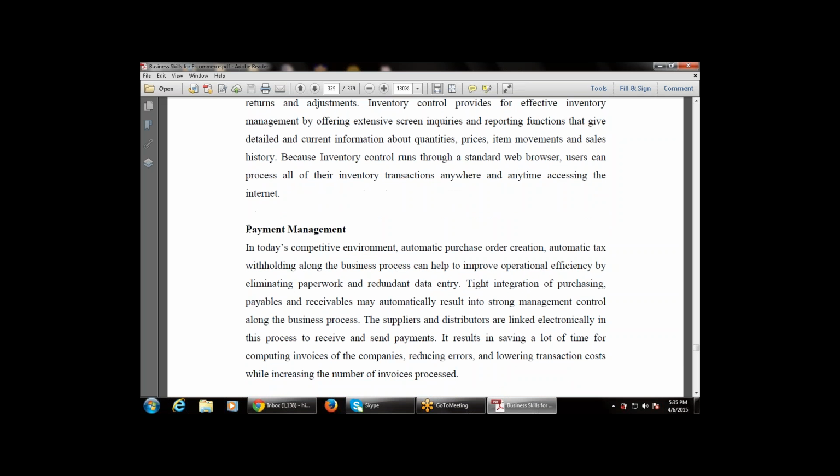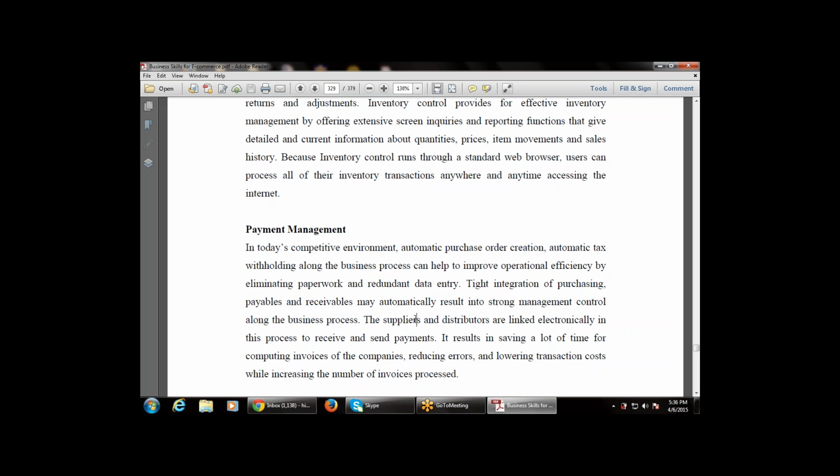Now, next is payment management. In today's competitive environment, automatic purchase order creation, for example if I purchase any product online, is an automated purchase order creation. Automatic tax withholding, along with the business process, can help to improve operational efficiency by eliminating paperwork and redundant data entry. So payment management means using the internet for payment, whether it may be an automatic purchase order or automatic tax payout. Anything that is used in an automatic form is covered under payment management.